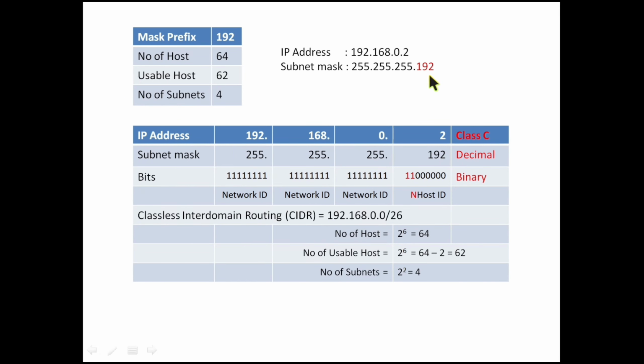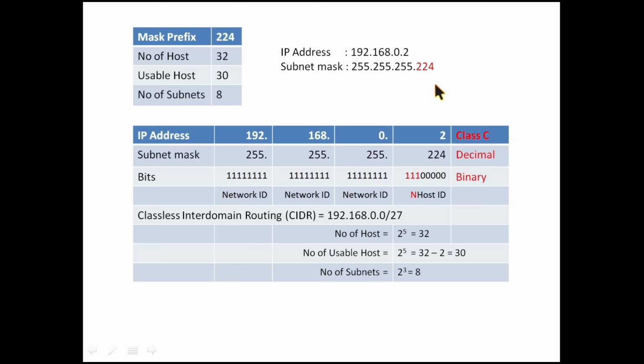If the subnet mask value is 192, then what does it mean? It means we convert two 0s into two 1s. That is, we convert two host ID bits into two network ID bits. The CIDR notation will be /26, that is 24, 25, 26. Number of hosts means number of zeros in the host ID, that is 2 to the power 6 equals 64. Number of usable hosts is 2 to the power 6, that is 64, minus 2 for the network ID and the broadcast ID, equals 62. Number of subnets means number of ones in the network ID, that is 2. 2 to the power 2 equals 4. That is, we divide the network into 4 subnets.